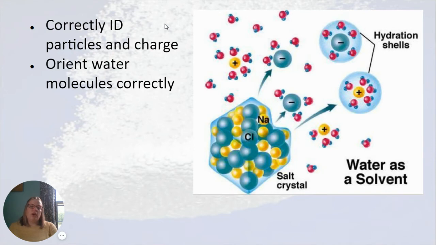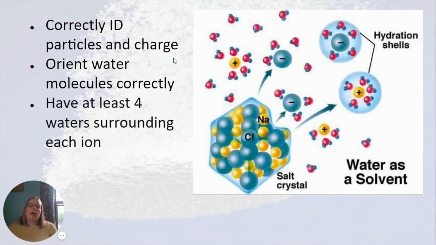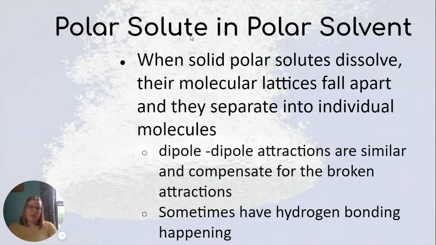They want to know if you can orient the water molecules correctly. So like I said, the H's are attracted to the negative ion because of the positive to negative attraction, and the same with the O's. And then you're going to want to have at least 4 waters surrounding each ion as well. So they'll surround to provide that hydration shell that we talked about. So this is something I've seen on the FRQ, and I've seen it on the multiple choice section. So just be aware of that.